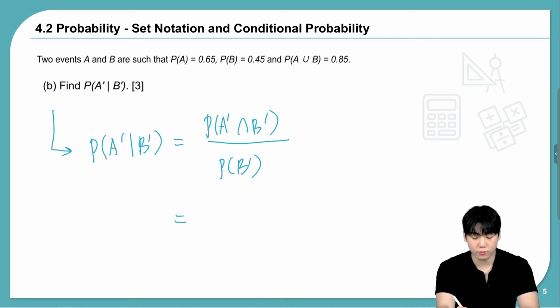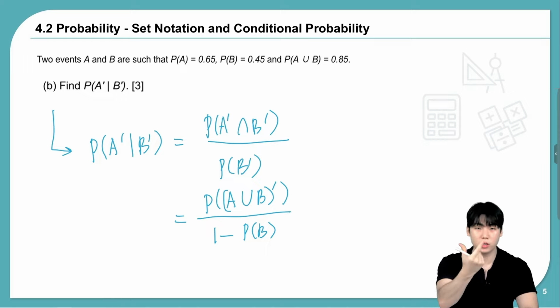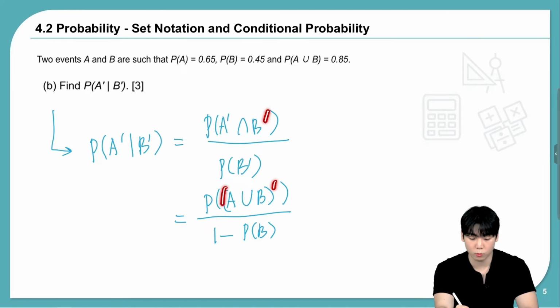Well, I can rewrite the top as the probability of A union B all prime, divided by 1 minus the probability of B, right? Because this is just a little hack where you can take out the prime, you can switch the intersection with the union. If it were union, you can change it to the intersection. And then the prime, you can take it out all in one bracket and then switch the sign, okay?